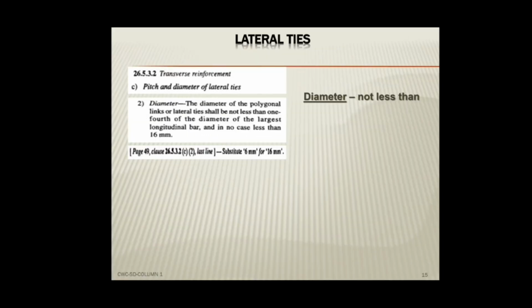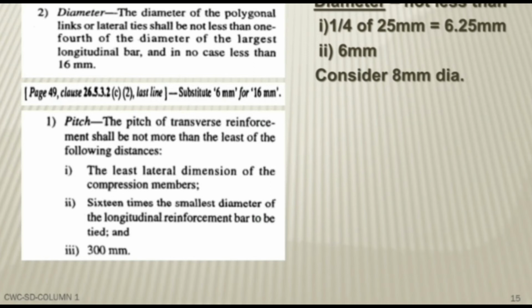So in our case, the diameter should not be less than 1/4 of 25 mm, that is 6.25 mm, or 6 mm. So the greatest is 6.25 mm, which is the minimum diameter of our lateral tie, and we can adopt the standard size of 8 mm.